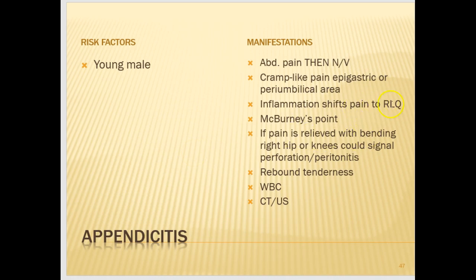Inflammation shifts. Where is it going to be? Right lower quadrant. McBurney's point. Okay, so look at the McBurney's point. If you guys are not familiar with that from your regular physical assessment, please review McBurney's point again. If pain is relieved when bending the right hip or the knees, that could signal perforation. So these are things that we should know about appendicitis and what different body movements take place.